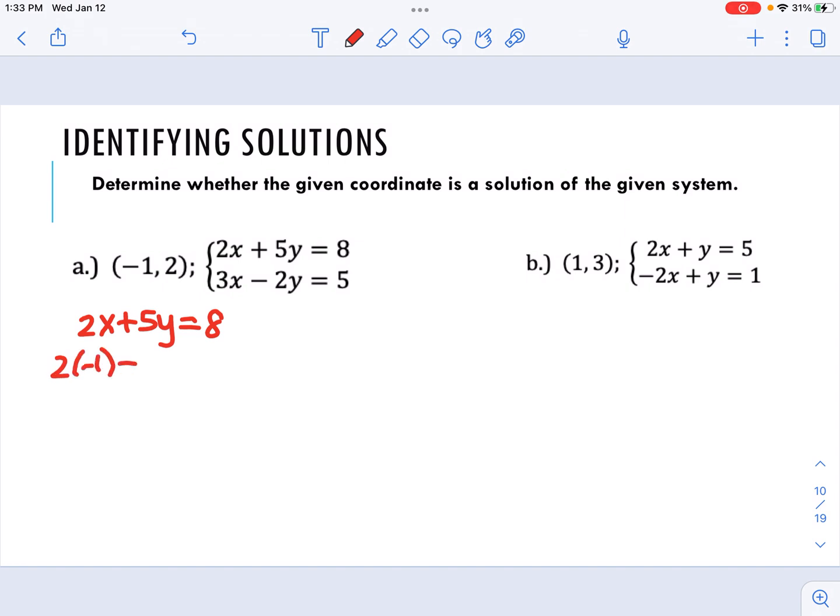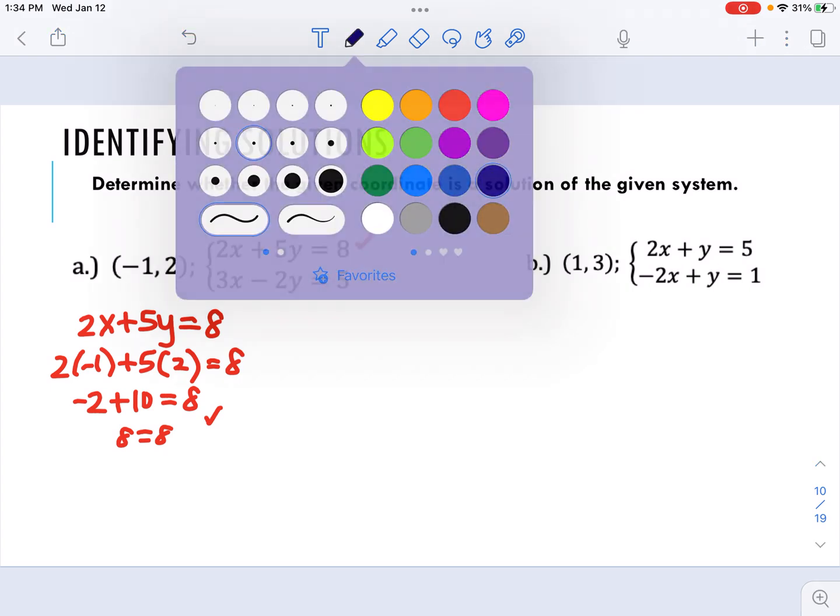So I'm going to do some quick math here. I'm going to replace my x with -1, my y with 2. 2 times -1 is -2, plus 10 equals 8. And that is true. 8 equals 8. So I can safely say it definitely exists on this line, right? It's a solution to that first line, but I need to see if it's a solution to the second line.